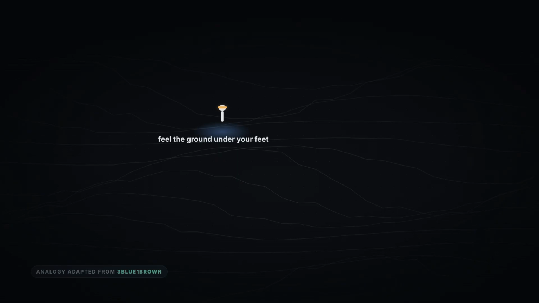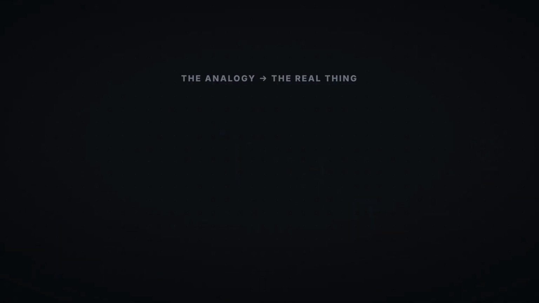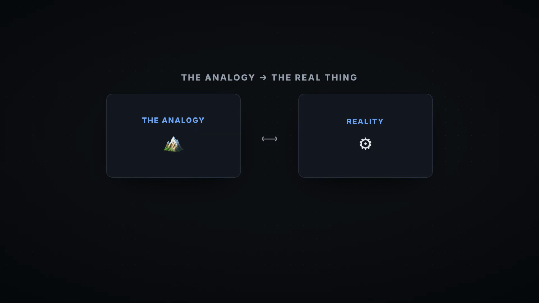All you can do is feel the ground under your feet. You can feel which direction slopes downhill, and you can take one small step in that direction. So that's what you do. You feel the slope. You take a step downhill. You feel the slope again. Take another step downhill. And you keep doing that, step after step after step, slowly making your way lower and lower. Now, every part of this analogy maps directly to the real thing.